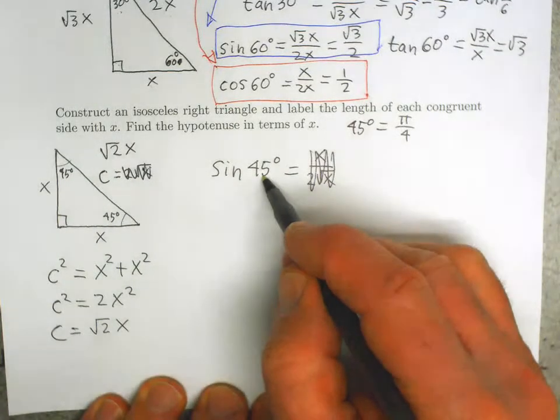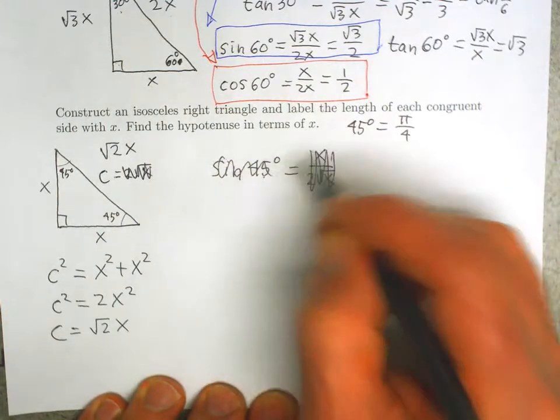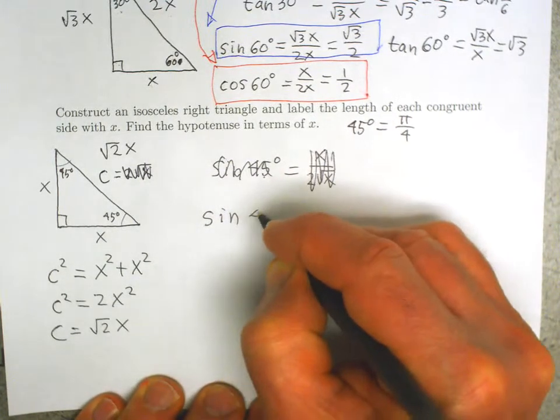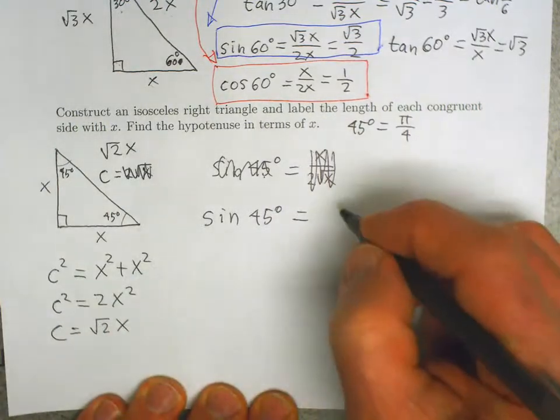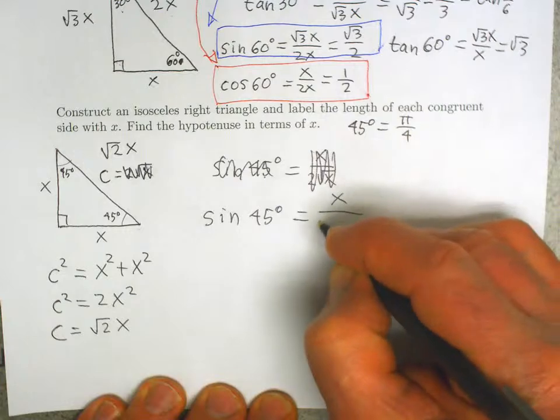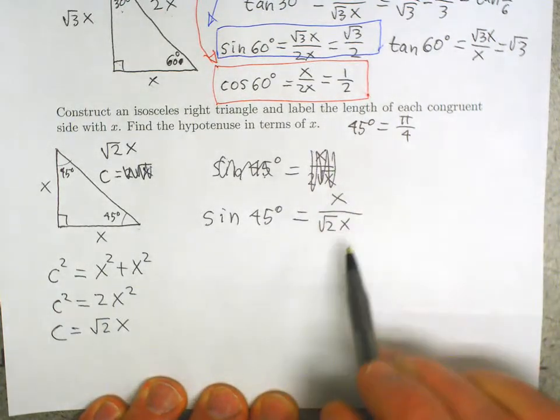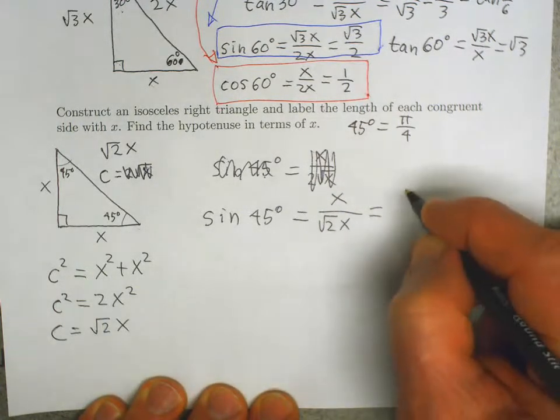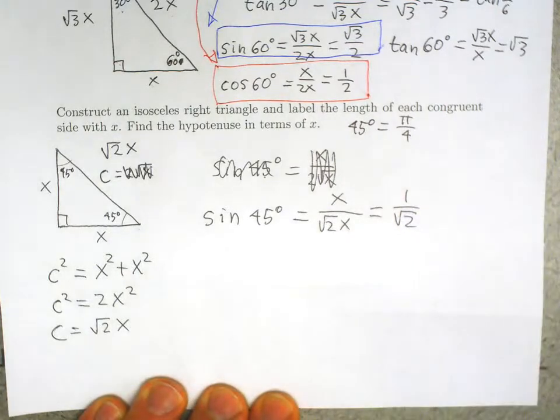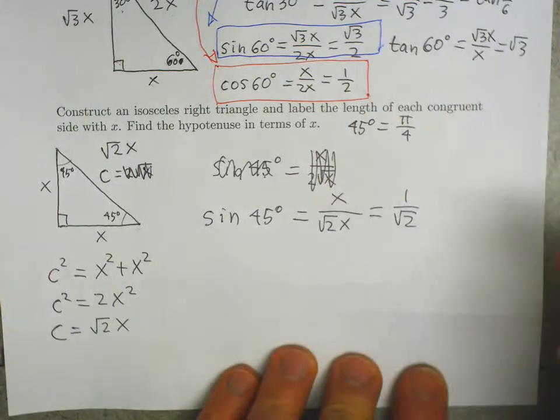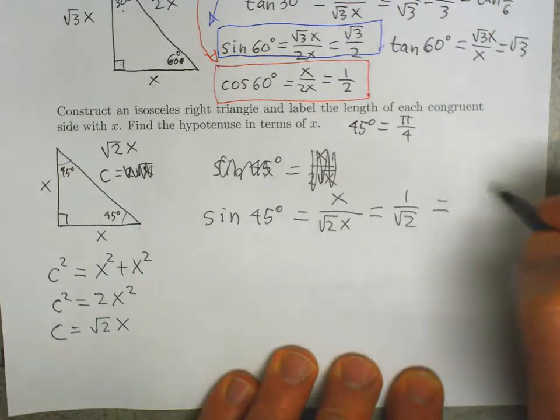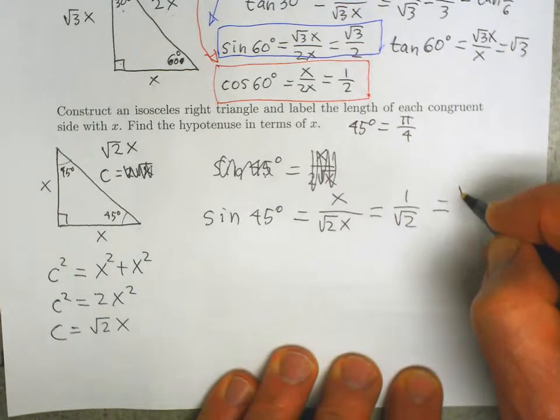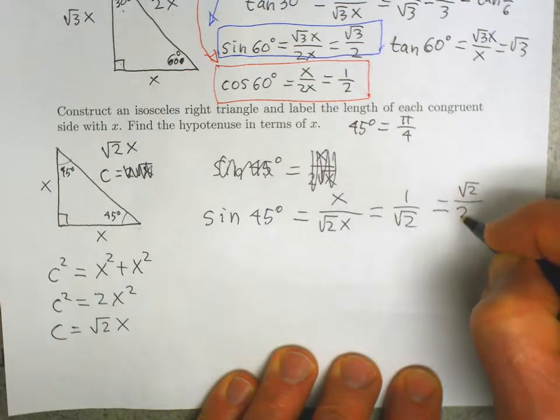Okay, so the sine of 45, I'll rewrite that, is opposite over hypotenuse, or x divided by the square root of 2 times x. Now the x is canceled nicely, so we just get 1 over the square root of 2. 1 over the square root of 2 is fine. If you want to rationalize the denominator, just multiply by 1 in the form of the square root of 2 over the square root of 2, so you get the square root of 2 over 2.